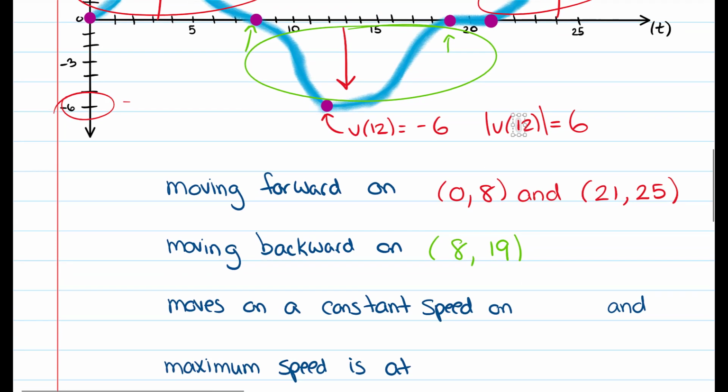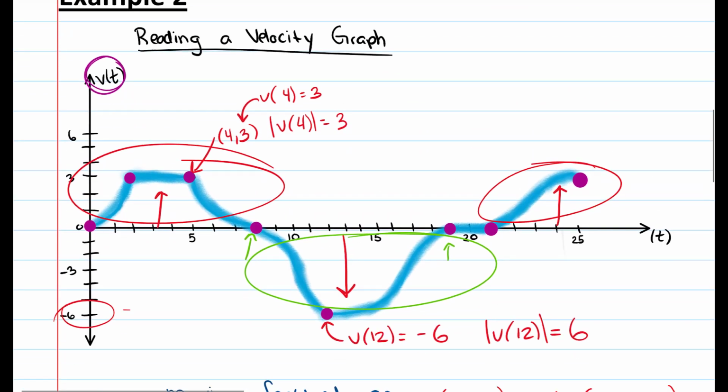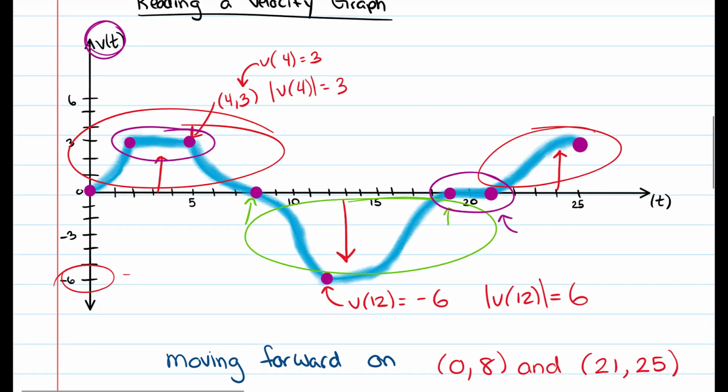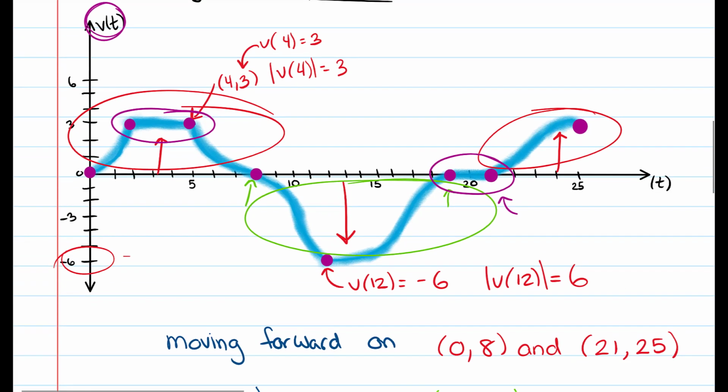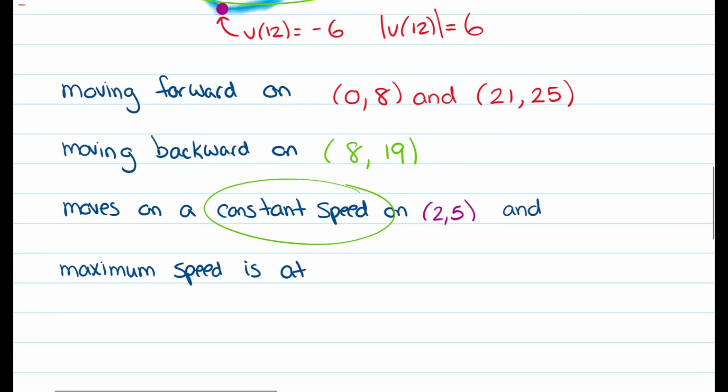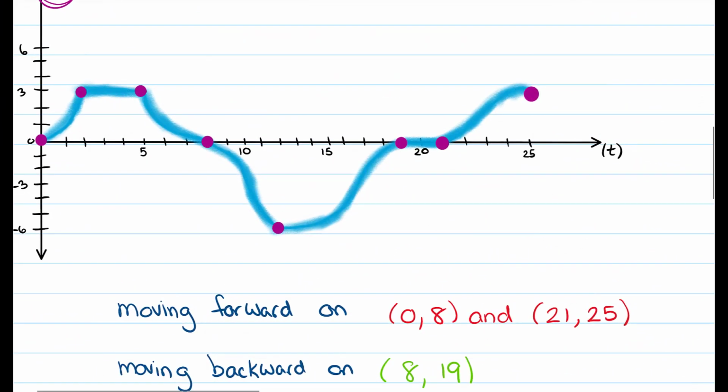And then now we want to know where we're moving at a constant speed. So constant speed is given when the velocity is constant. Well, our velocity is constant here, and it's constant here. Even though we are stopped here, the velocity is constant. So we have a constant velocity on the intervals 2 to 5 and 19 to 21.